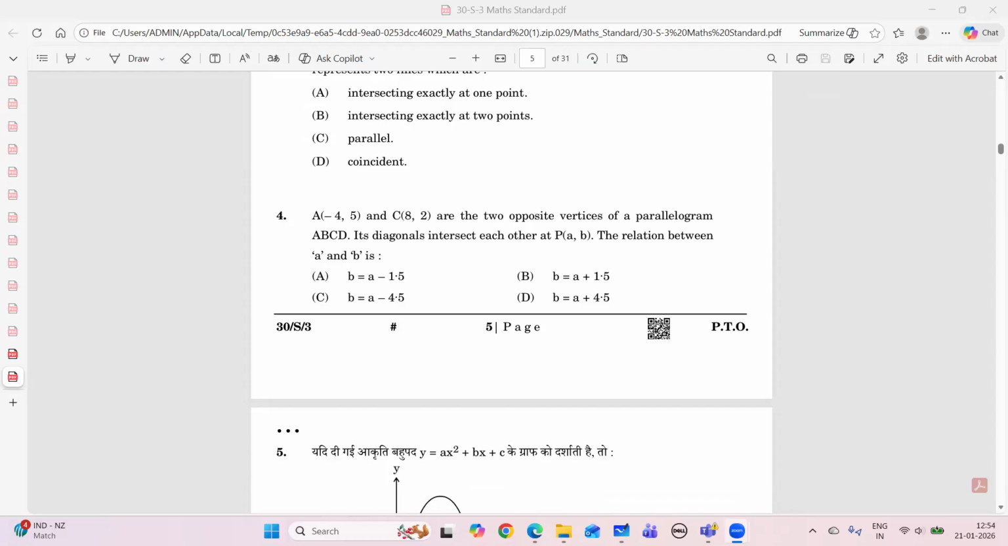So b is 3.5, which is 2 plus 1.5. So b is a plus 1.5. The answer is B.